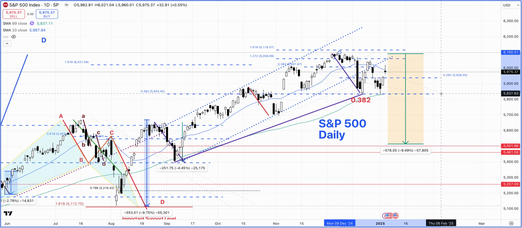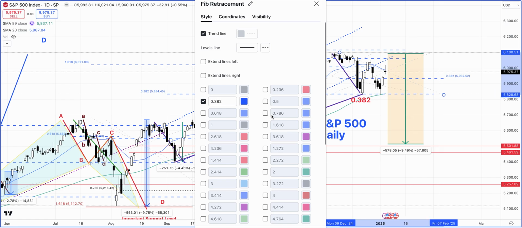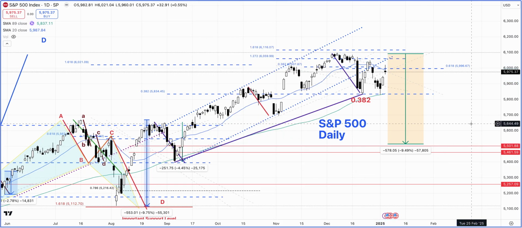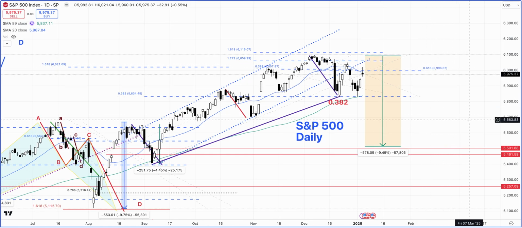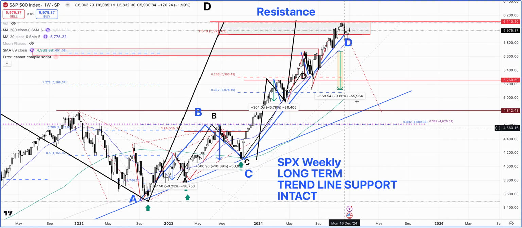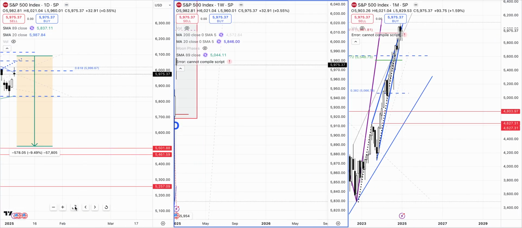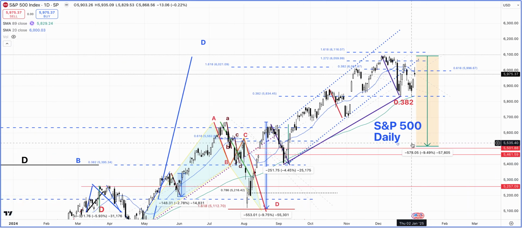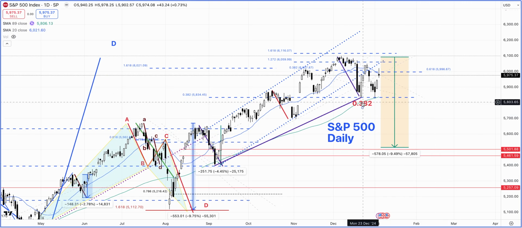So let's take a look at, here we go. Yeah, I think the 78.6% is a little bit higher. This is the 61.8% retracement, and there we go. Now if we just take a look at this on the weekly chart, the week has just started, still in this range bound fashion right here, but you can see that the market last week closed positive for the week.